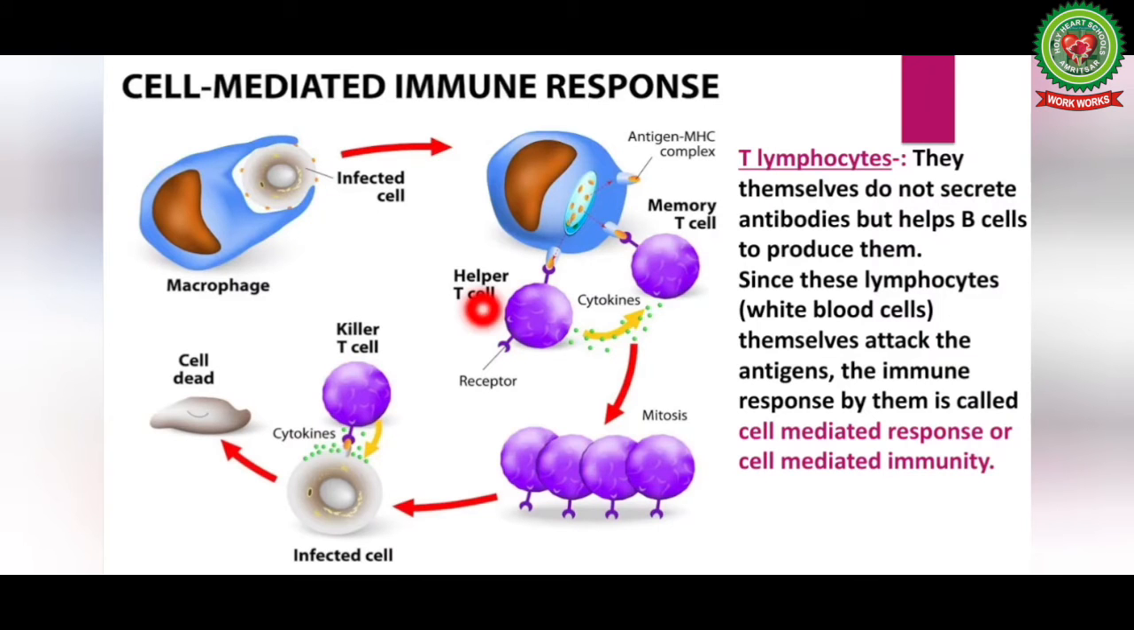Next, we'll be talking about cell-mediated immune response. Here, T lymphocytes are actually involved. They themselves do not secrete antibodies, but help the B cells to produce them. Since these lymphocytes themselves attack the antigens, the immune response by them is called cell-mediated immunity.